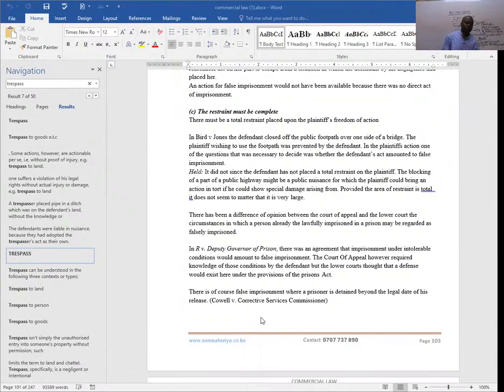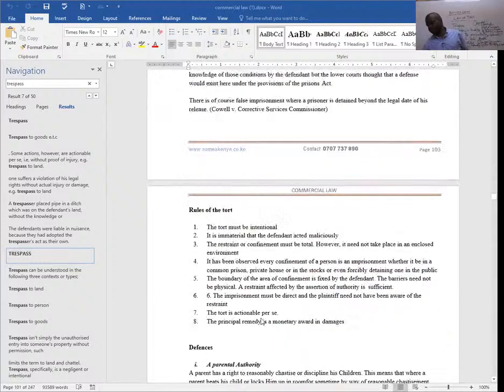For example, if the door is locked and the windows are open, this means that the plaintiff can still jump over the window and go outside, so he's not fully restrained. Unless the windows are also closed and there is no other form of exit, it means that in such a case he can plead before the court for what we call false imprisonment. So the restraint should be very complete.